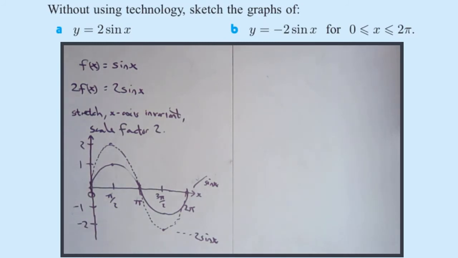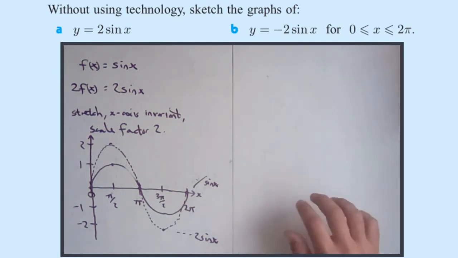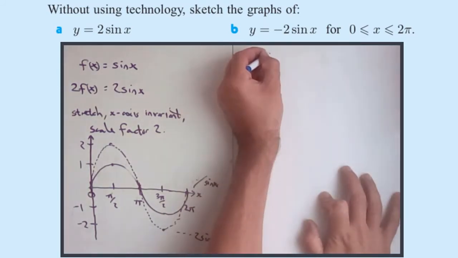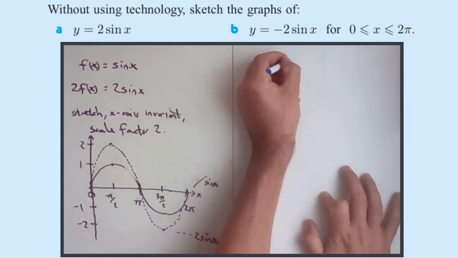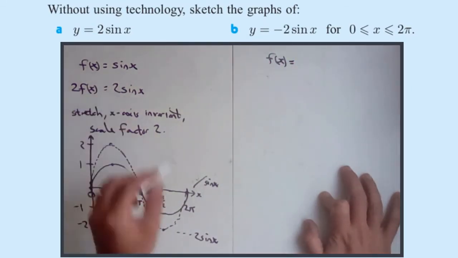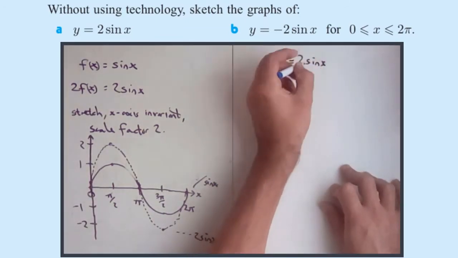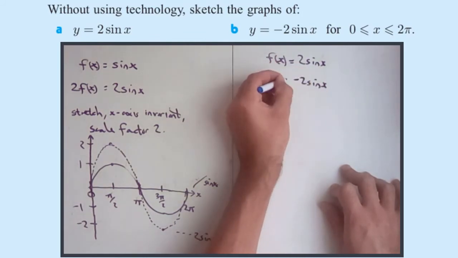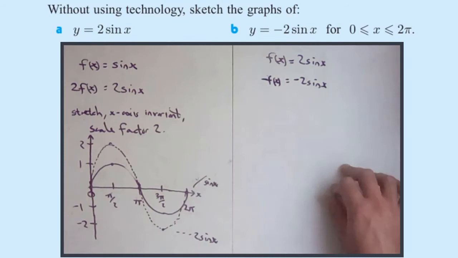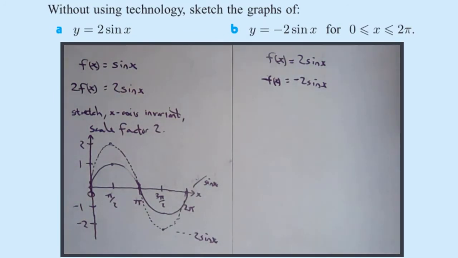We've also been asked to sketch minus 2 sine x. So say f of x is our parent function again. In fact, I might even make the parent function the 2 sine x that we just used, but you don't have to. So minus 2 sine x would be minus f of x. The reason why I'm doing that is because hopefully you can then see it's a special kind of stretch. We still have the x-axis as the invariant line, but because you've got a negative scale factor, you actually go backwards as well. So it's often described as a reflection in the x-axis.